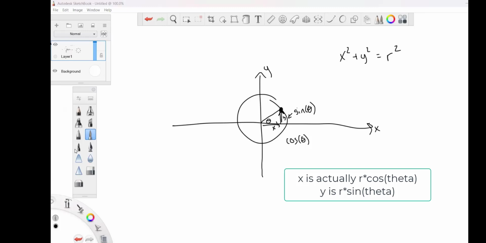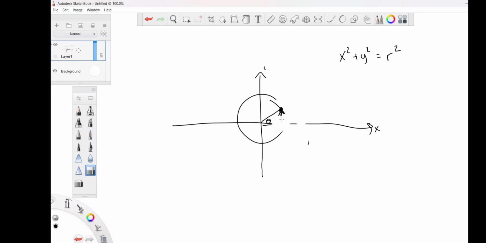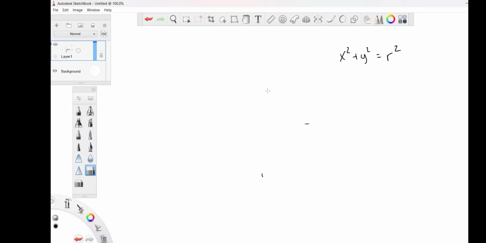So if I want to find the equation of a circle in any axes, the first thing I need, I'm just going to redraw this. The first thing I need is two perpendicular lines in the plane that I'm working on.